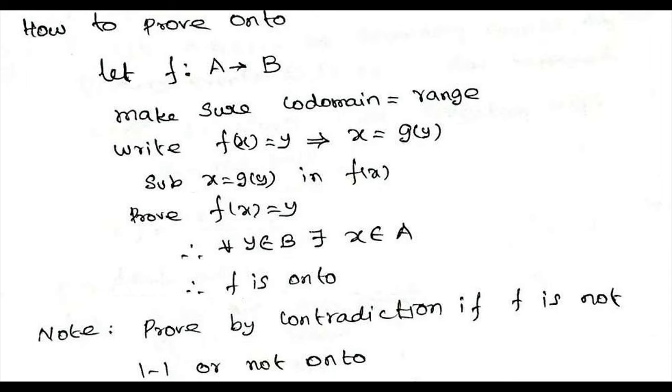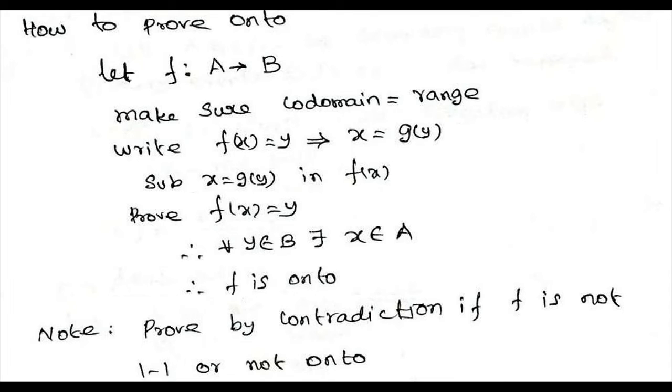In case the codomain is not equal to the range, you find some value which is not in the range but is in the codomain. Set f of x equal to that value, which is not in the range but in the codomain. For example, the codomain is the natural numbers, the range is 5, 6, 7, 8, something like that. You just let f of x equal to 3, which is in the codomain but not in the range. Then you get a contradiction, that the pre-image is not even present in the domain. Therefore, this is not an onto function.